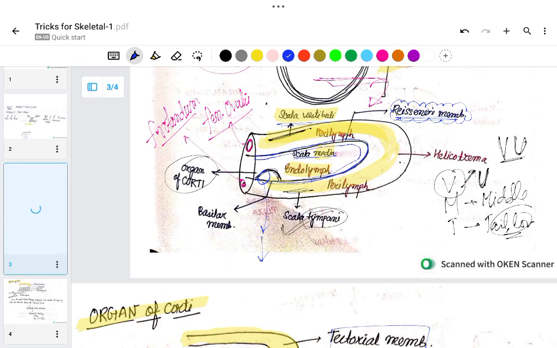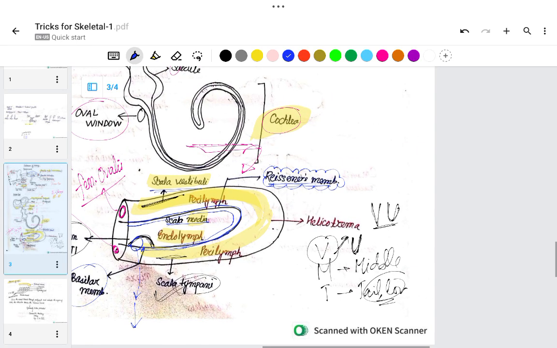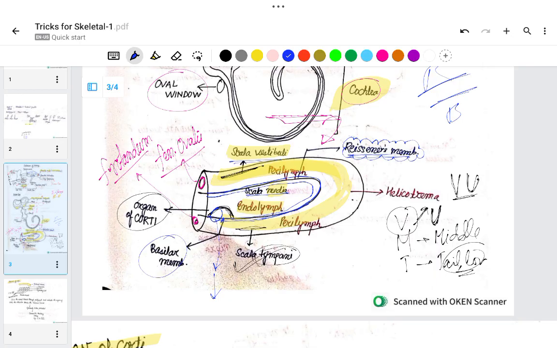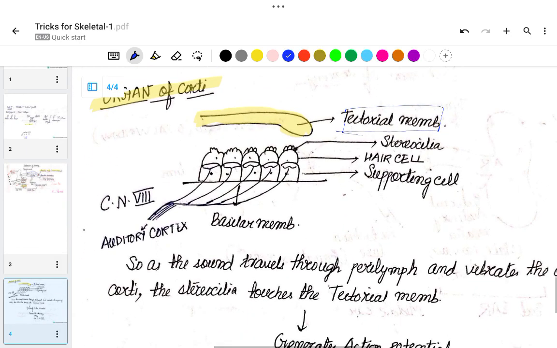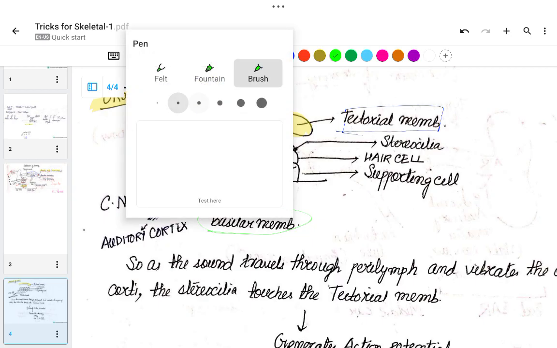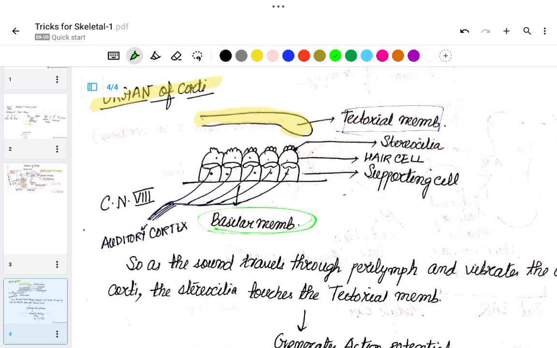So the resonance membrane is above, then comes the basilar membrane, just beneath the organ of Corti. We can see the basilar membrane here. The tectorial membrane is the outer one, then is the basilar membrane.